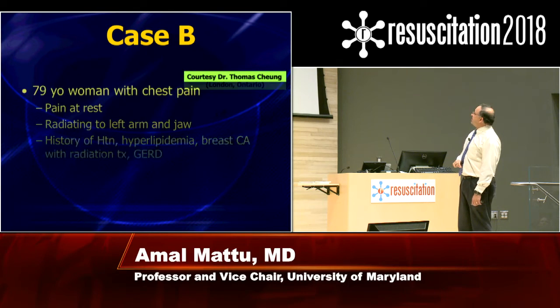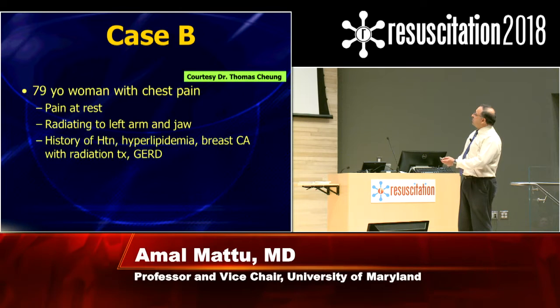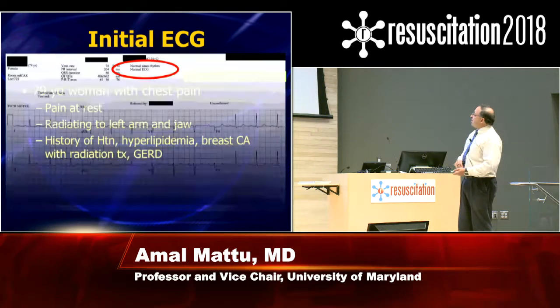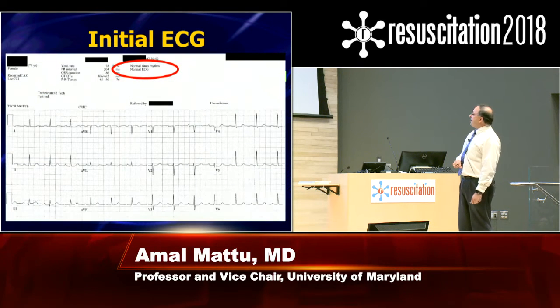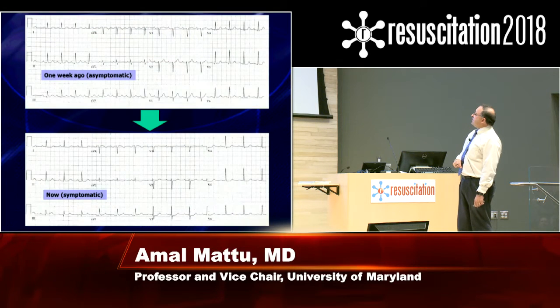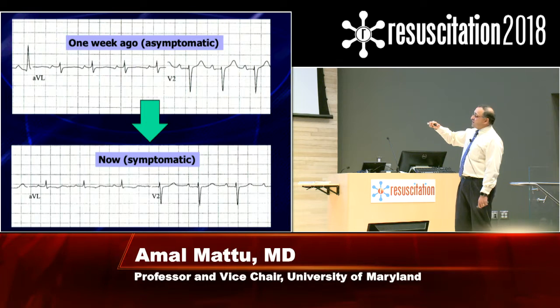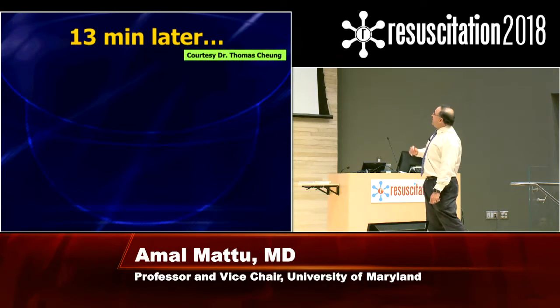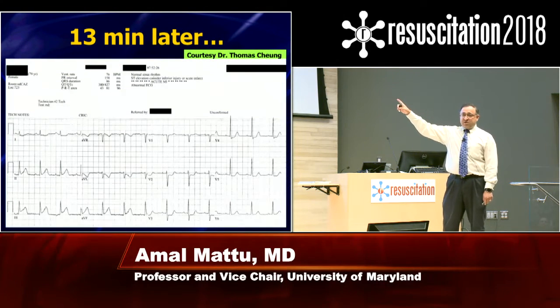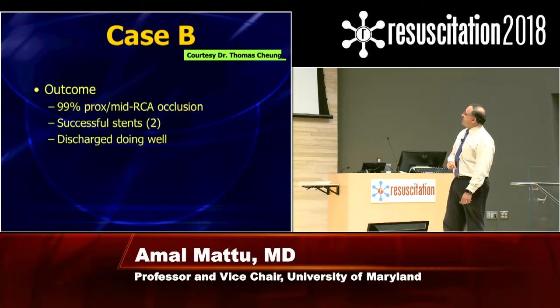Case number 2, this is from Ontario, 79-year-old, left chest pain right into the arm and jaw. There it is, normal again. And once again, there's that flipped T wave in lead aVL. This is a week ago. This is what he's got now, flipped T wave in aVL. We know this leads to an inferior wall infarct later. 13 minutes later, the patient's got an inferior wall STEMI.